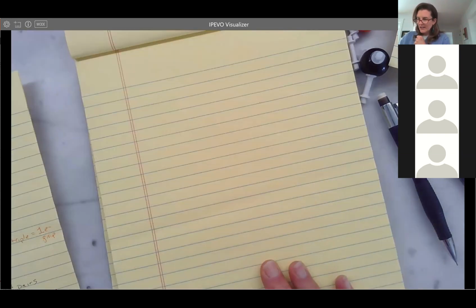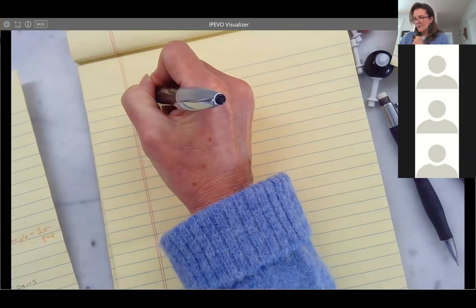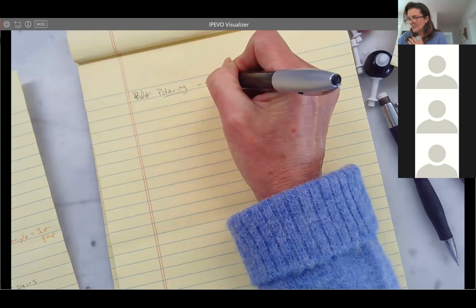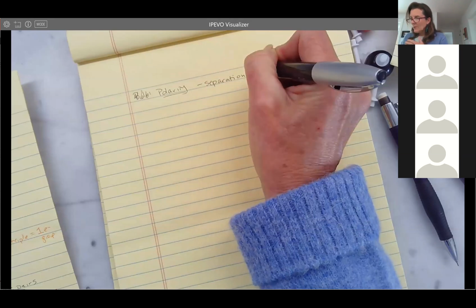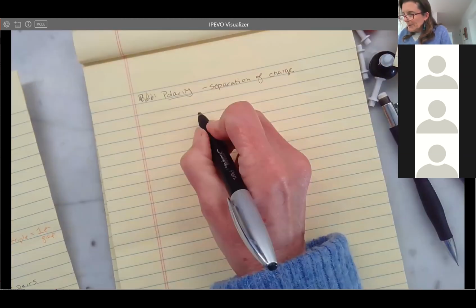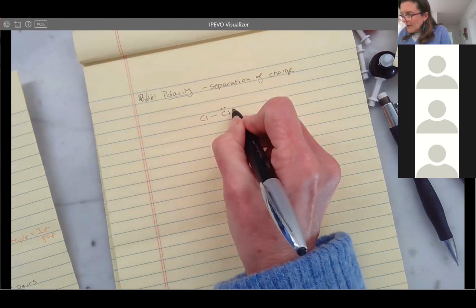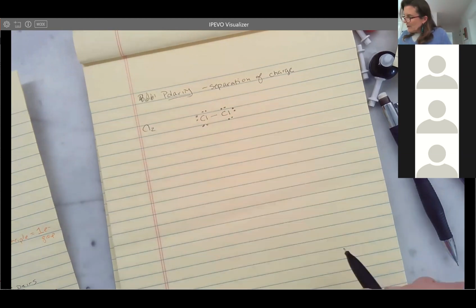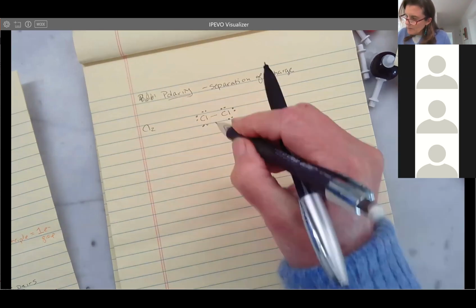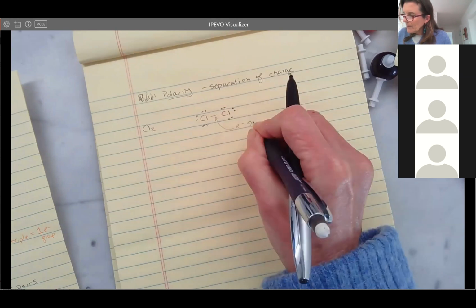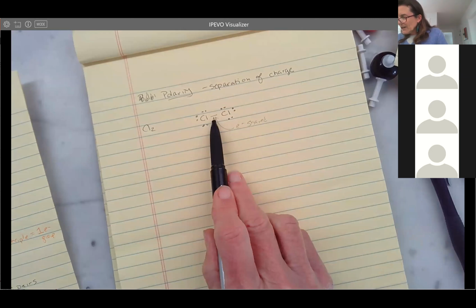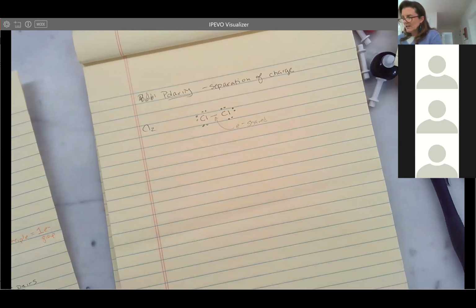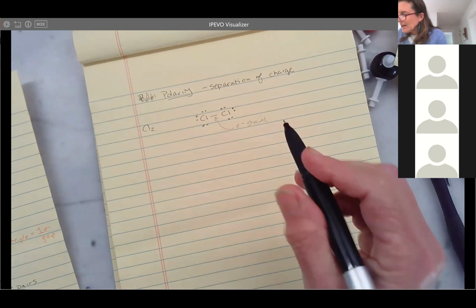So, polarity. Polarity refers to a separation of charge. We know that chlorine is a diatomic molecule, Cl2. And so the electrons in this bond are shared. Because the electrons that are shared are between two chlorines, those chlorines have the same ability to pull the electrons towards the nucleus. So these electrons in the bond are equally shared.